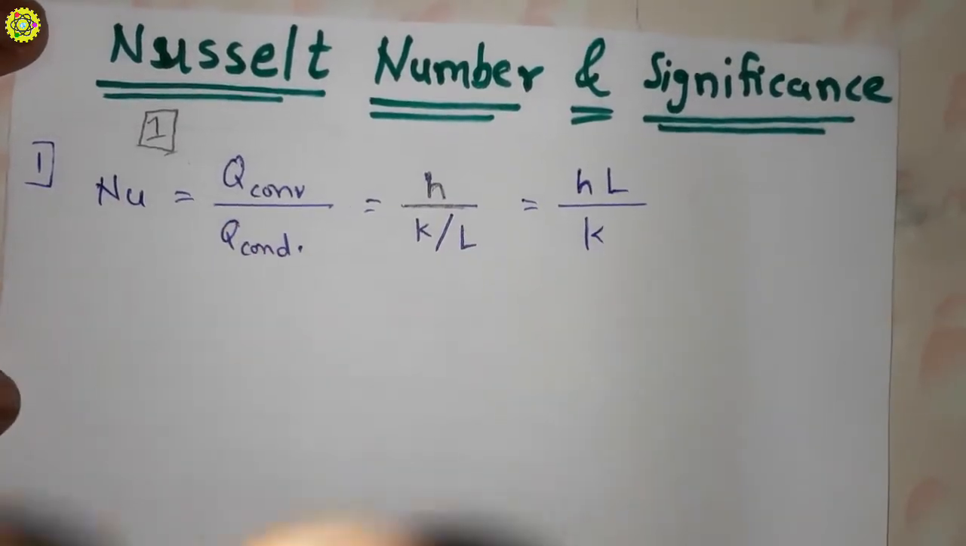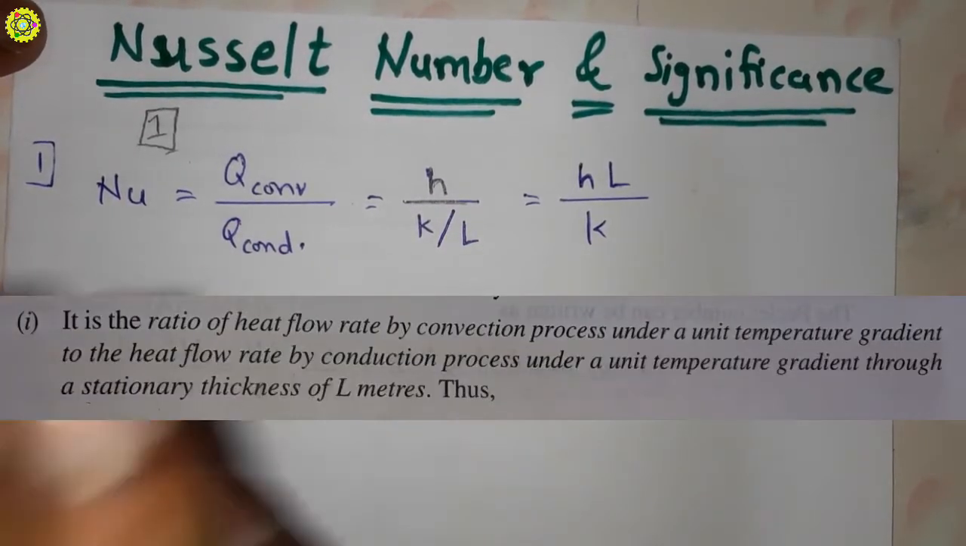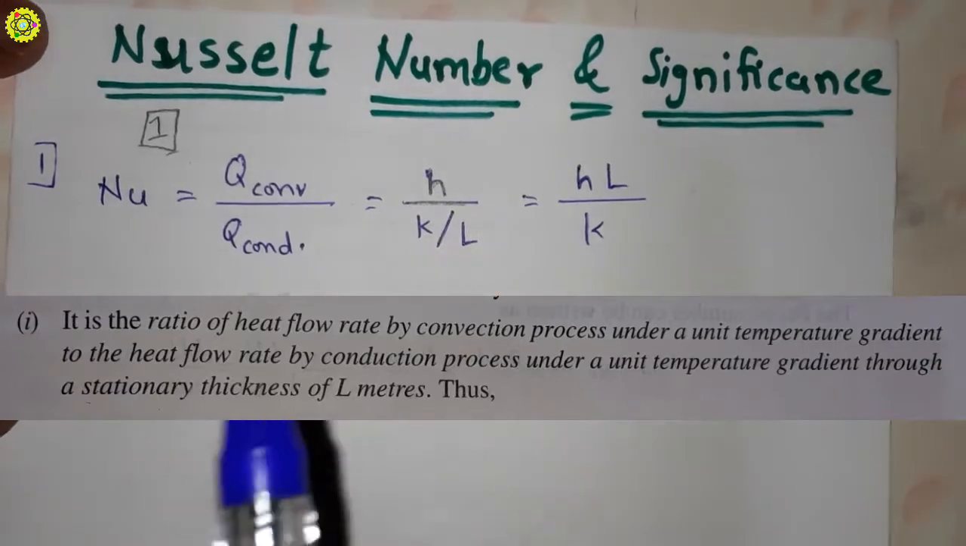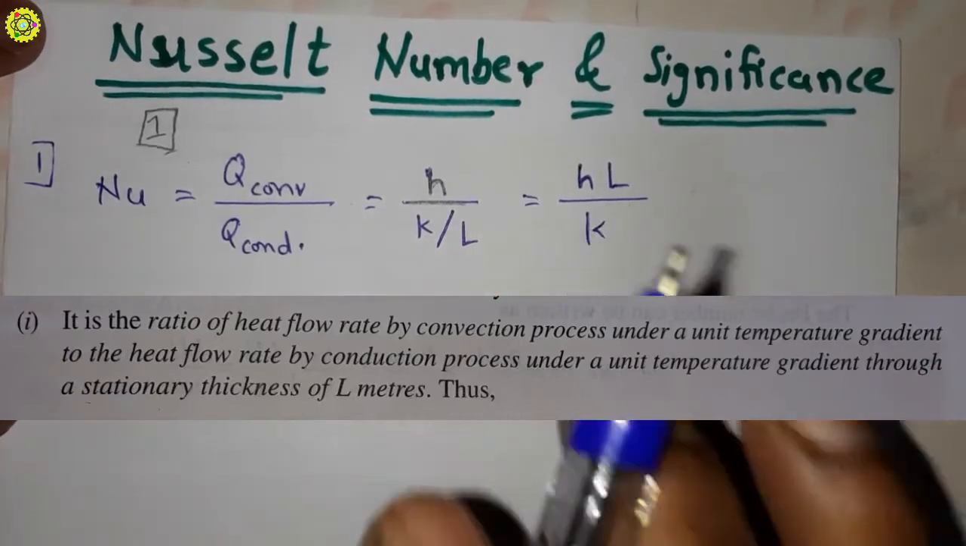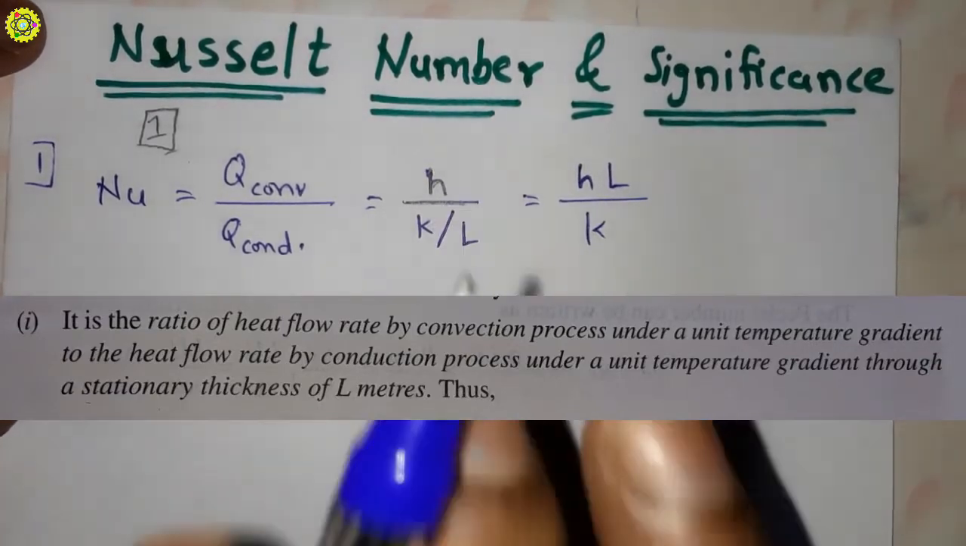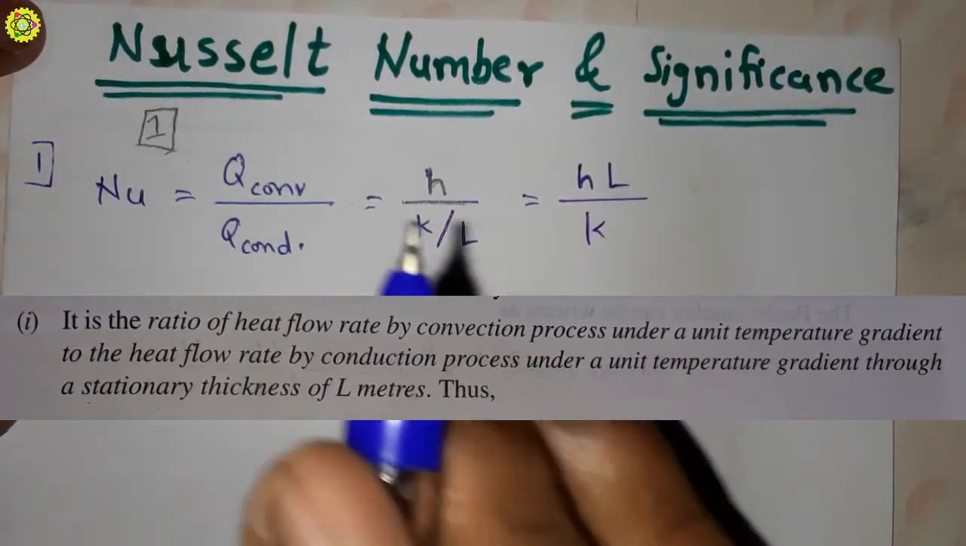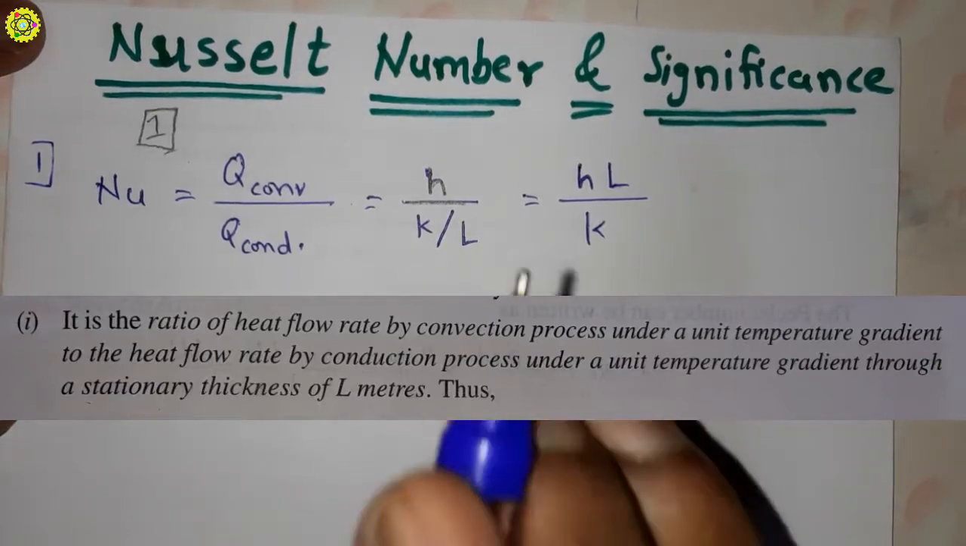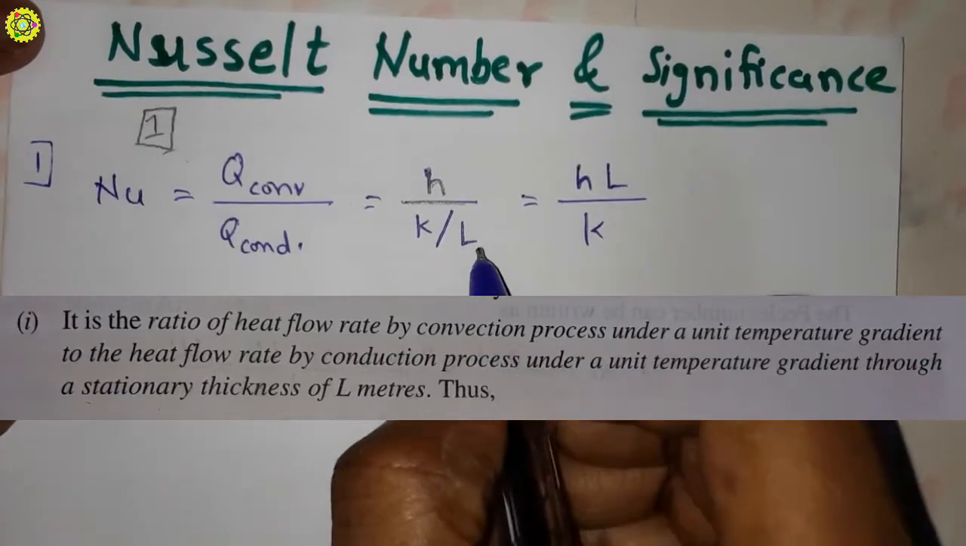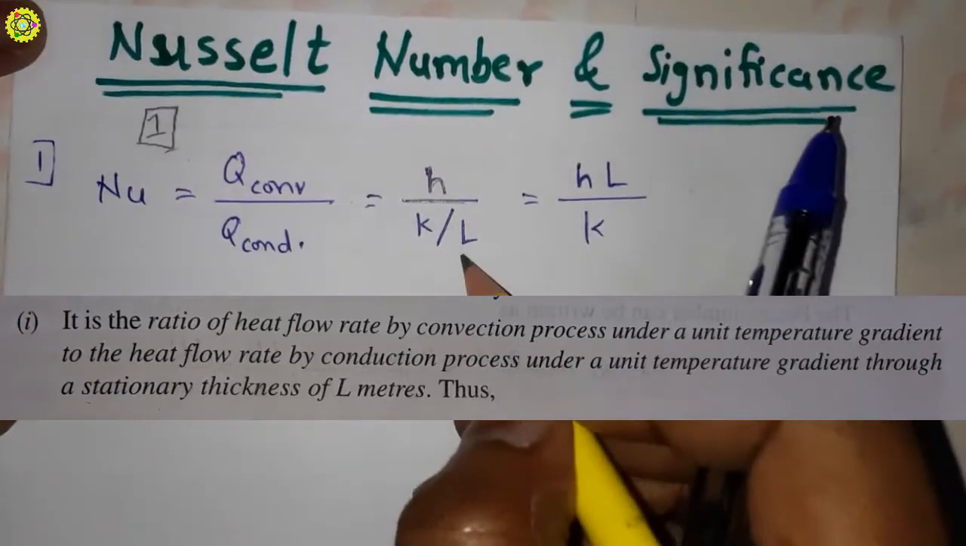So the definition is: it is the ratio of heat flow rate by convection process under a unit temperature gradient to the heat flow rate by conduction process under a unit temperature gradient through a stationary thickness of L meters. Here L is the thickness in meters.